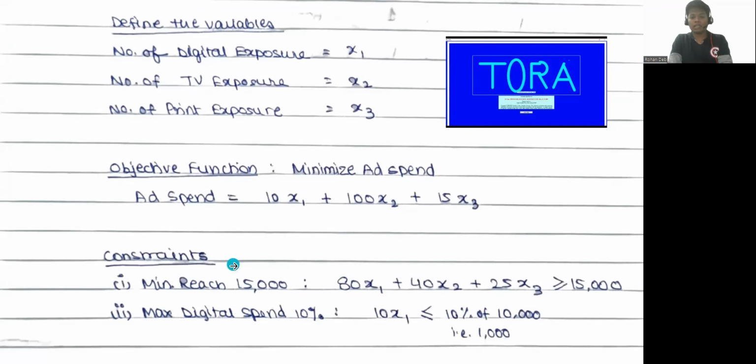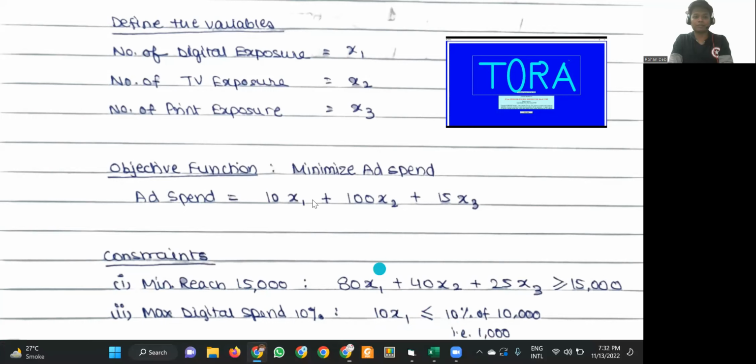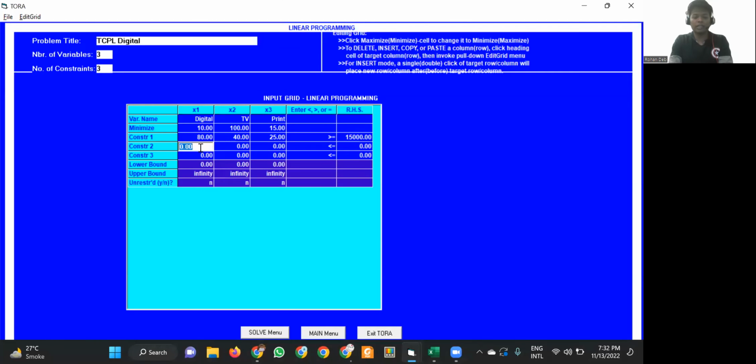Okay. Next one is 10x1 less than or equal to 1000. So here what I'll do is 10. See, 10x1 is the column. So 10x1, the rest I'll keep 0, and less than or equal to 1000. If x2 and x3 are not there in the equation, you put it as 0.